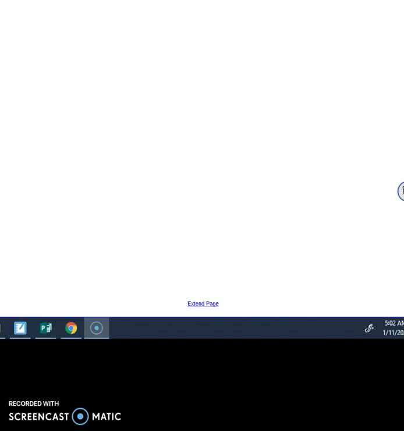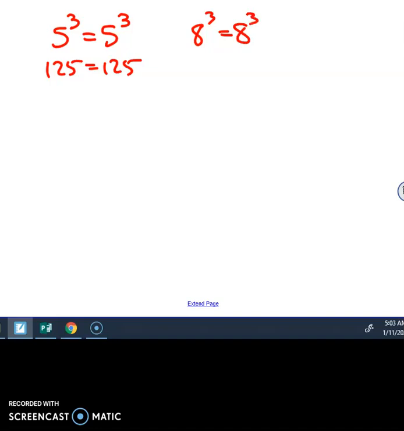So in this activity, we're going to review some things from lesson 4.2. We talked a little bit about this prior to break. If I had 5 cubed and 5 cubed, I don't think I'd have much of a problem convincing all of you that the left and right side would be the same number. They would both simplify to 125. Or if I had 8 cubed and 8 cubed, I don't think I'd have a hard time convincing you.